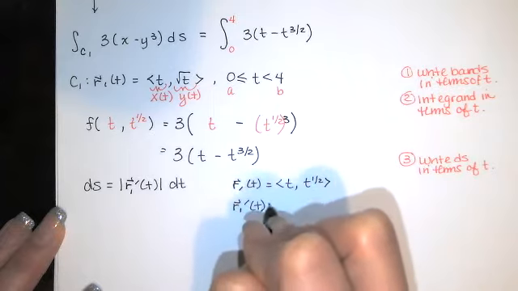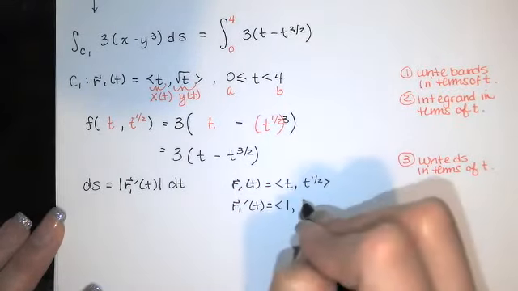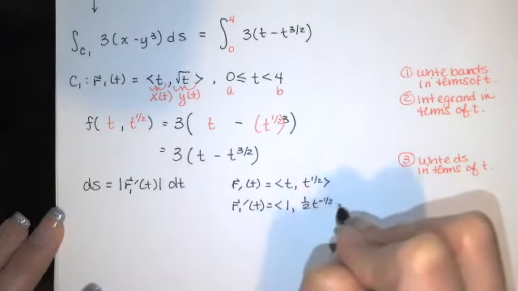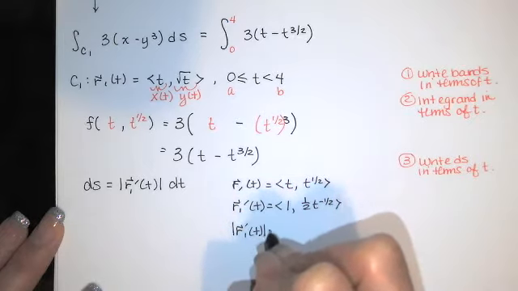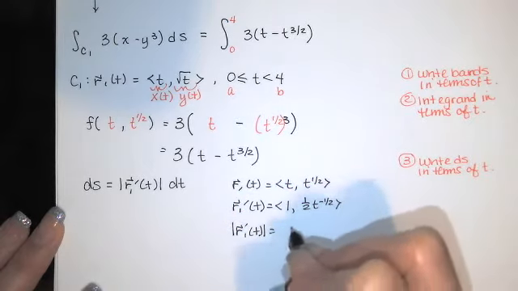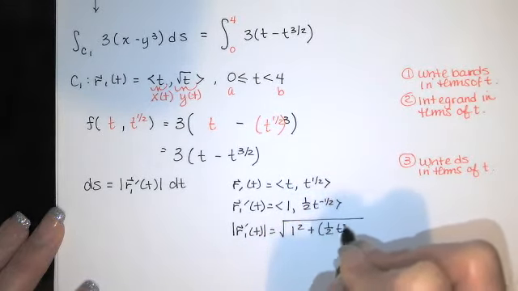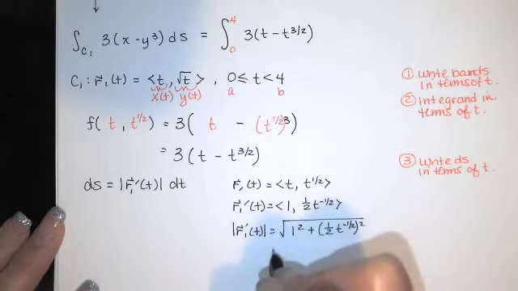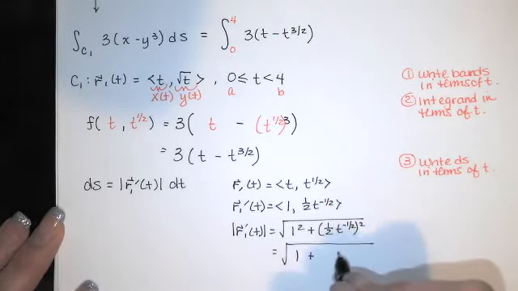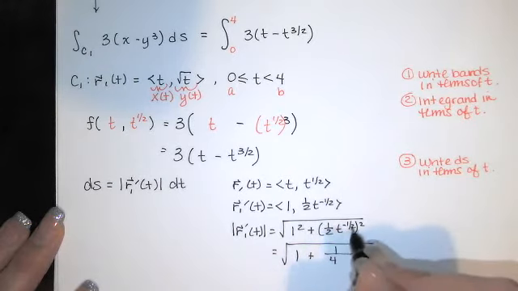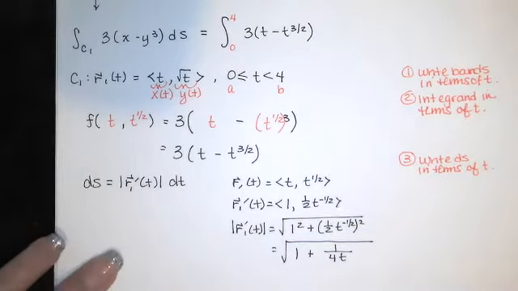So when I take the derivative of that, I take the derivative component by component. So I get 1 and then 1/2 t to the negative 1/2. And then I want the magnitude of that. So I take the components, I square them, add them, and take the square root. So I get 1 plus 1/2 squared is 1/4. And t to the negative 1/2 squared is going to be t to the negative first, so that can go in the denominator.